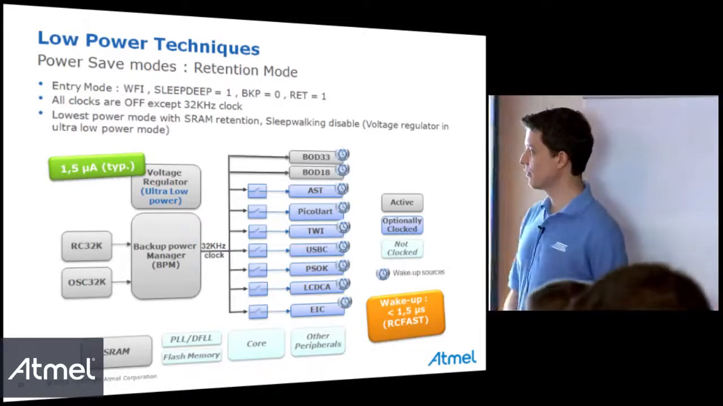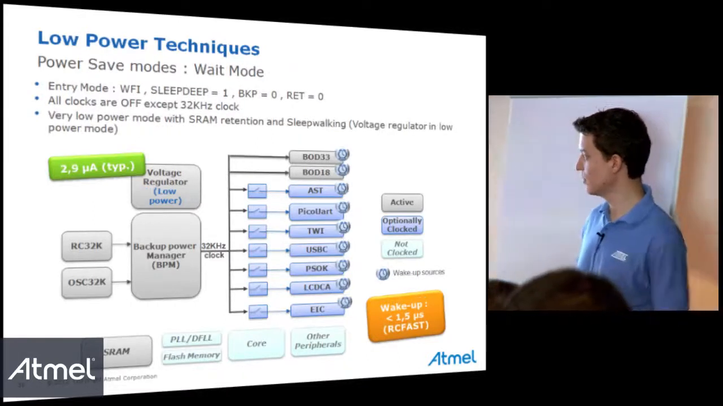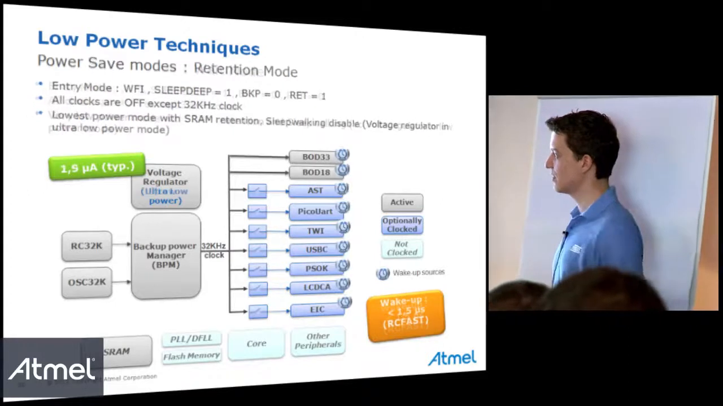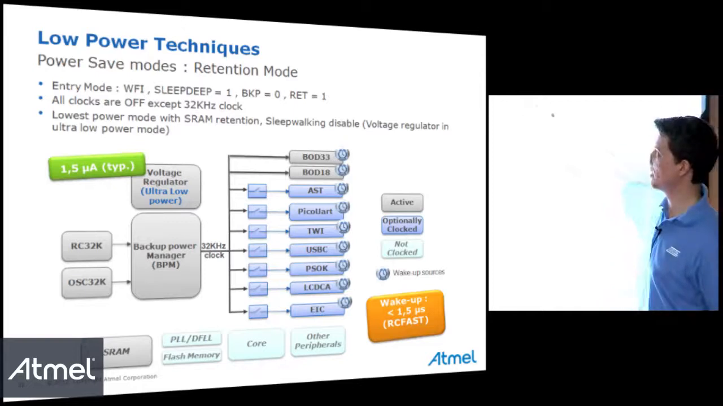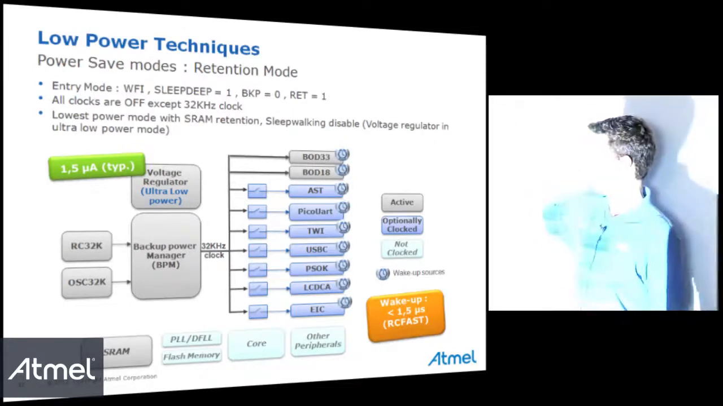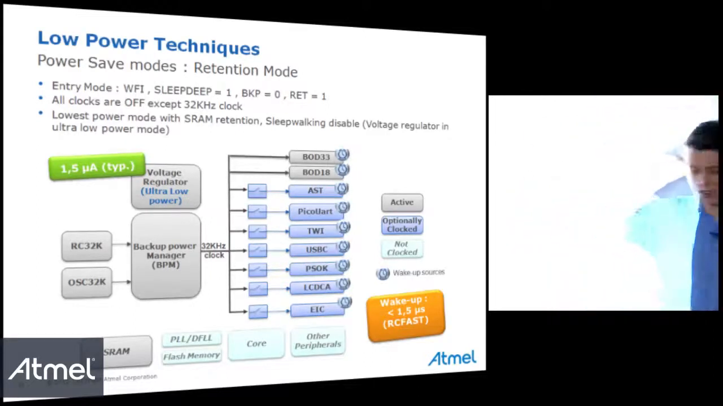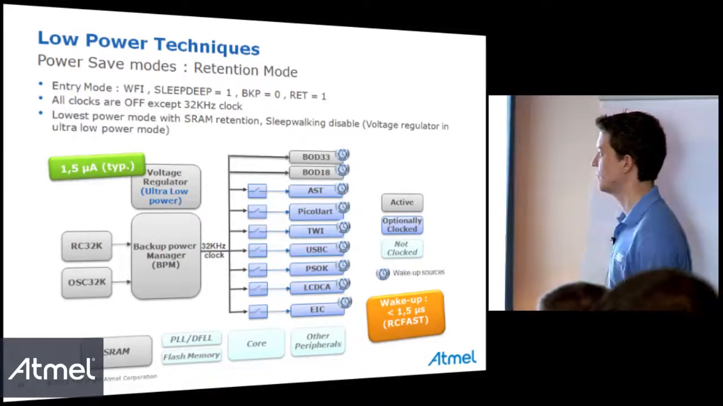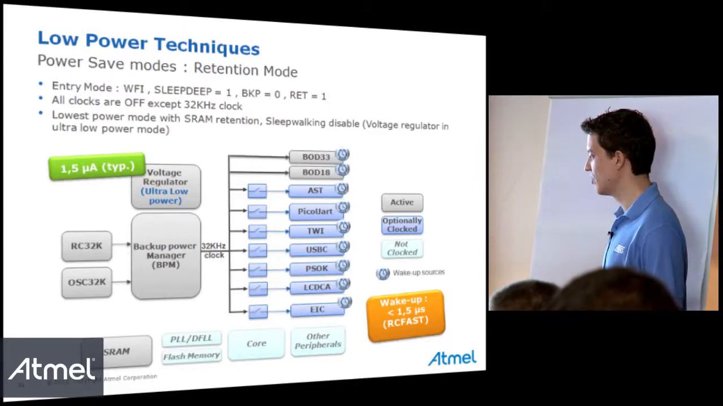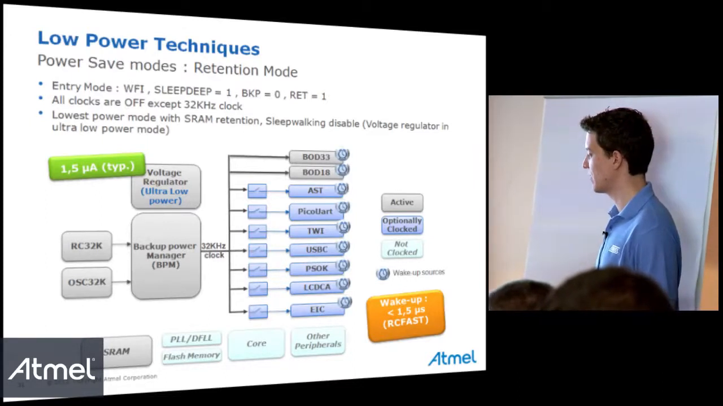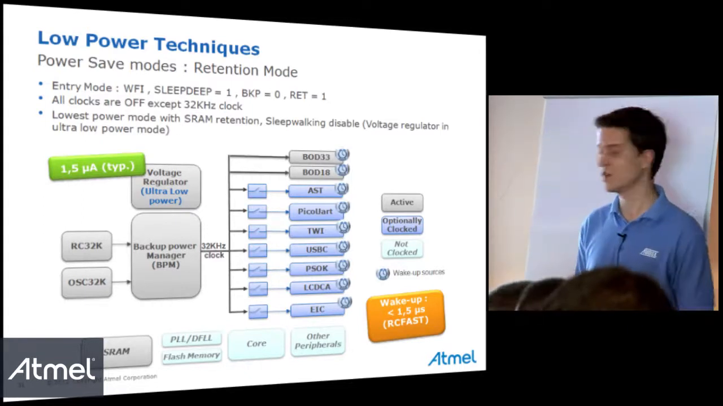The next mode is the retention mode. It's really similar to the wait mode. You can see here, if I switch from slide to slide, the difference comes mainly from the ultra low power mode. You enter this by just setting the retention bit. So the voltage regulator is in ultra low power mode. We have 1.5 microamp consumption in typical. The wake-up time has not changed, so it's below 1.5 microsecond when you are running with LC fast. The only thing that is disabled is the sleepwalking. We will see after what the sleepwalking is.